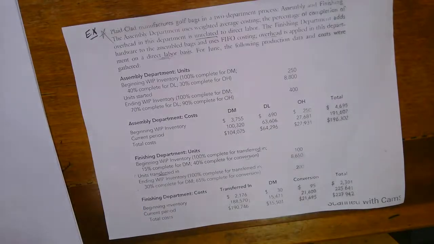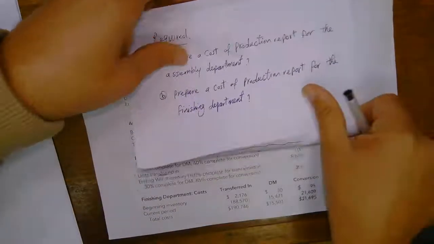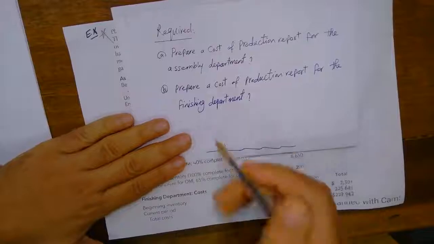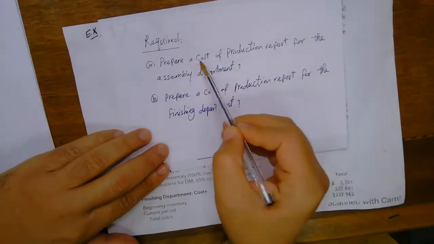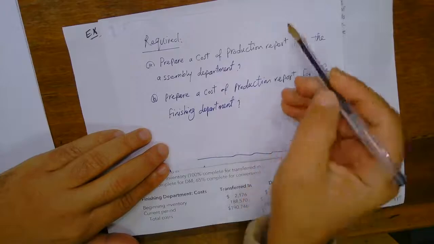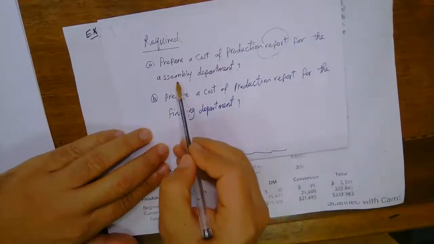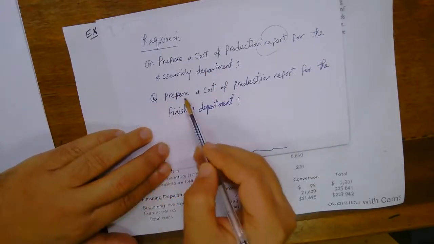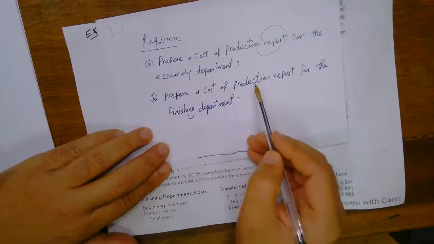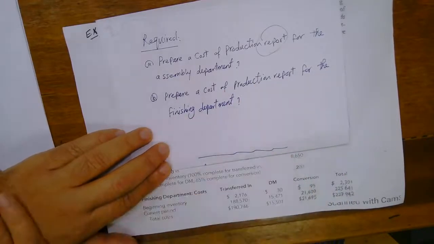Required: Number A, prepare a cost of production report for the assembly department. Number B, prepare a cost of production report for the finishing department.